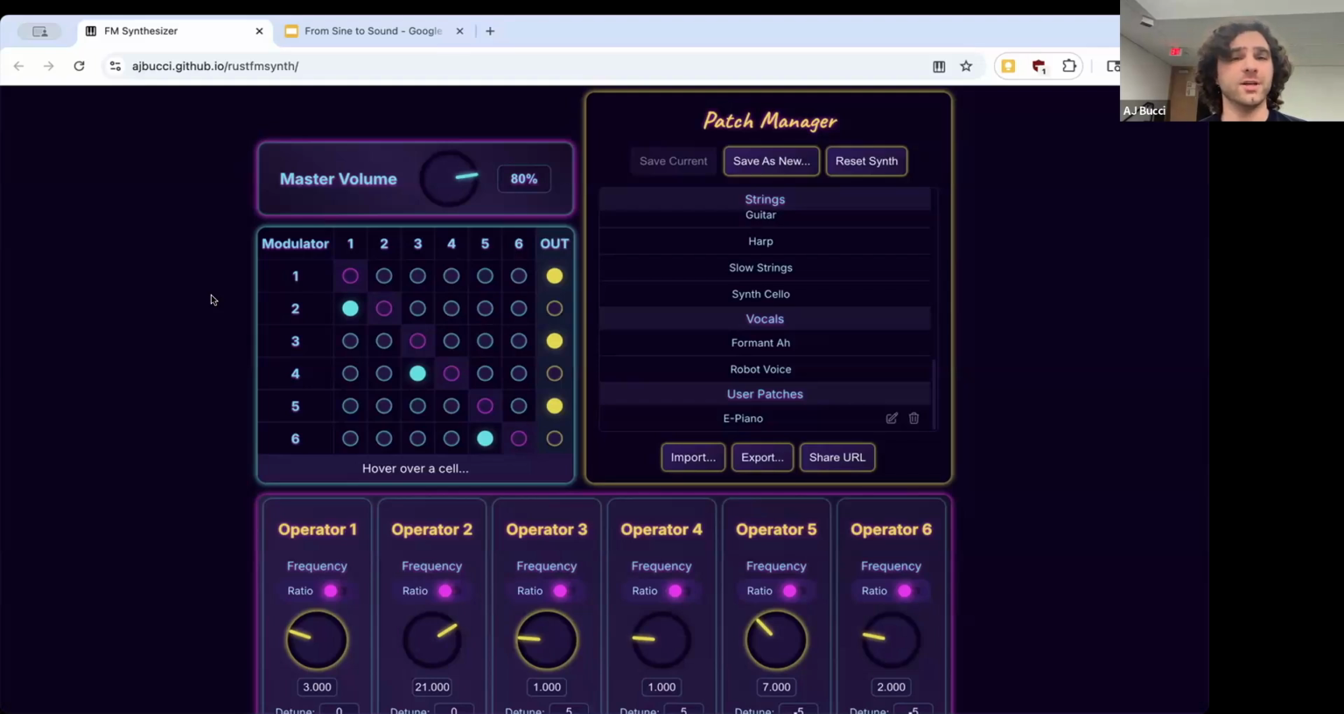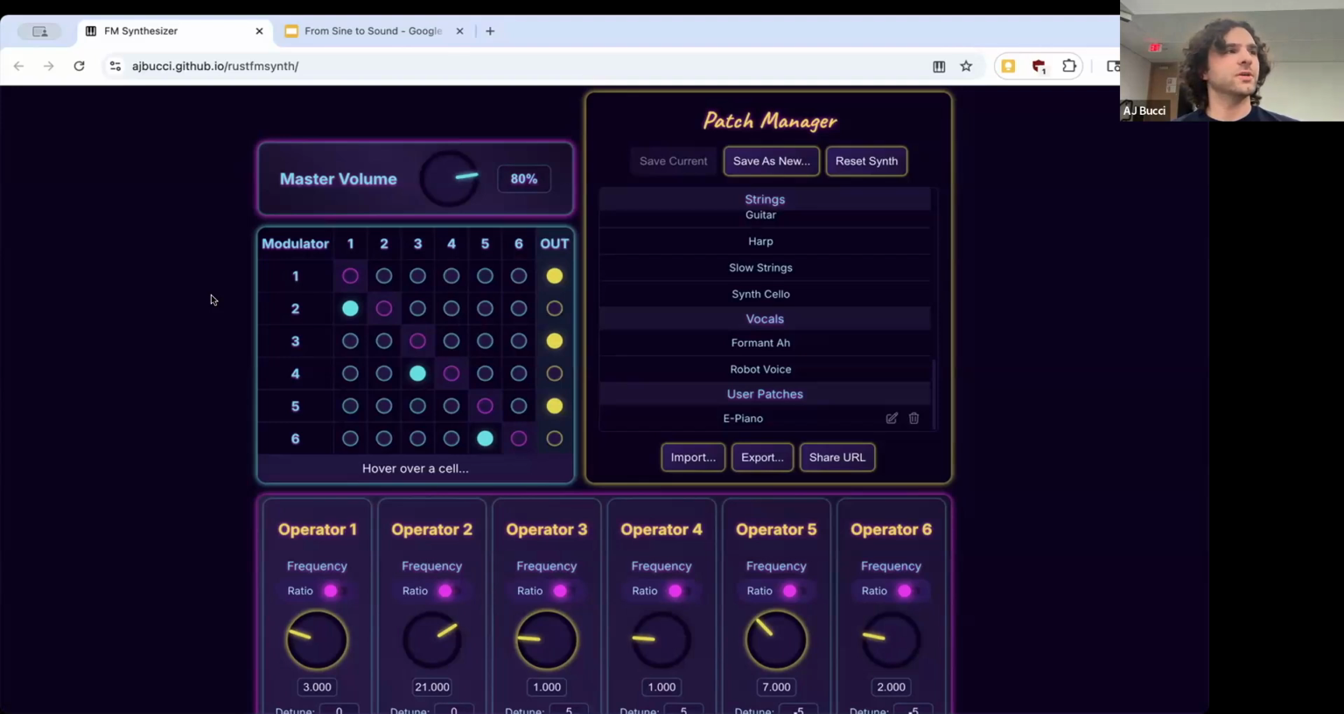I coded the UI in SolidJS. Backend is Rust and WASM, WebAssembly. So it was a super fun project. I picked it just because I wanted to learn Rust, and I'm a project-based learner, so I needed a project. It took a couple months in my spare time.